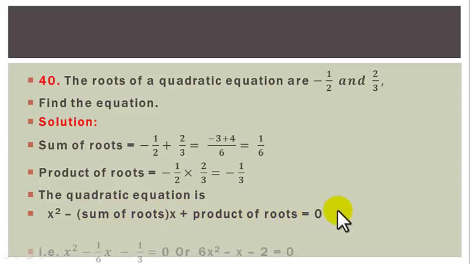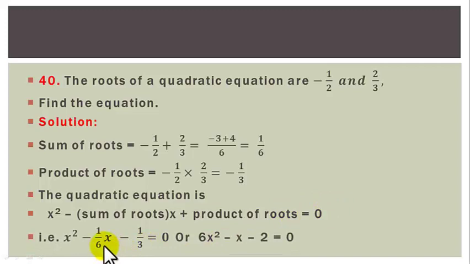That is x squared minus the sum of roots, which is 1/6, times x, then plus the product of roots, which is -1/3, equals 0. We can write this with integral coefficients by multiplying the equation through by the LCM of 6 and 3. And the LCM of 6 and 3 is 6.